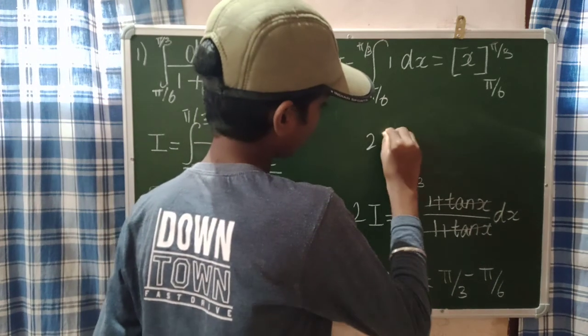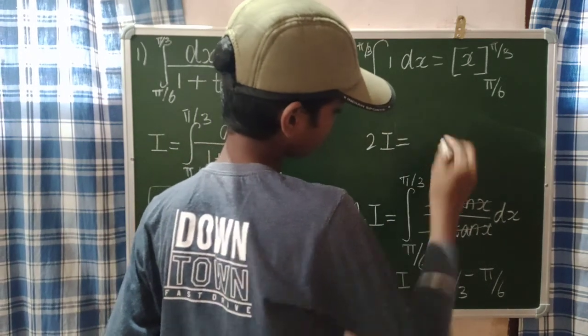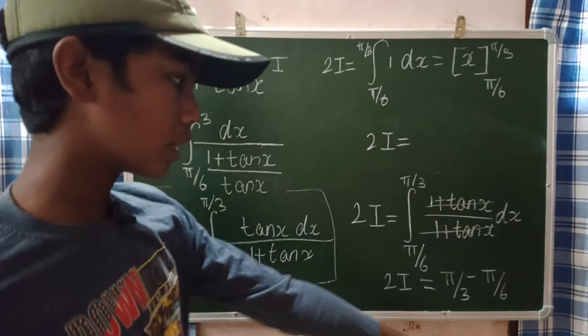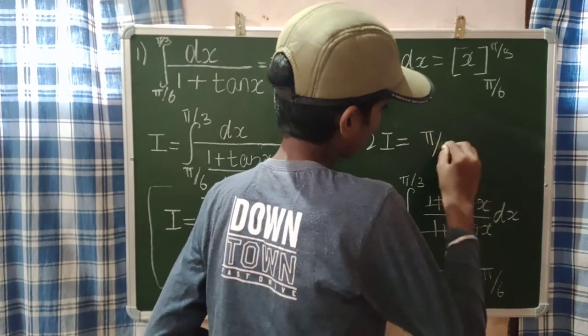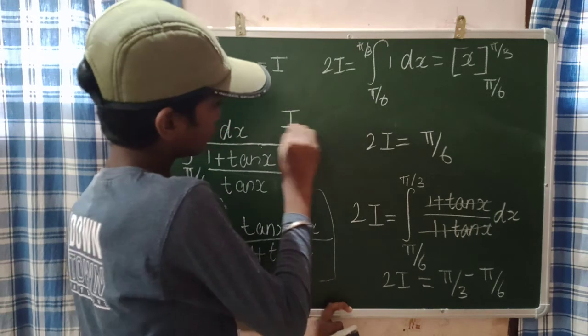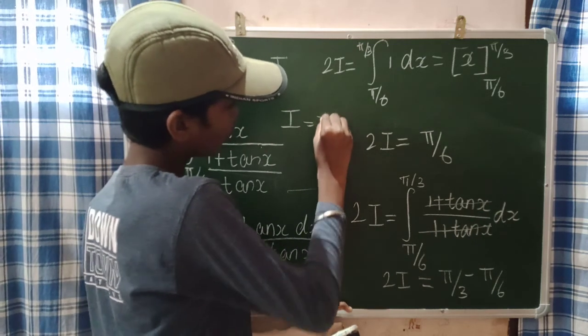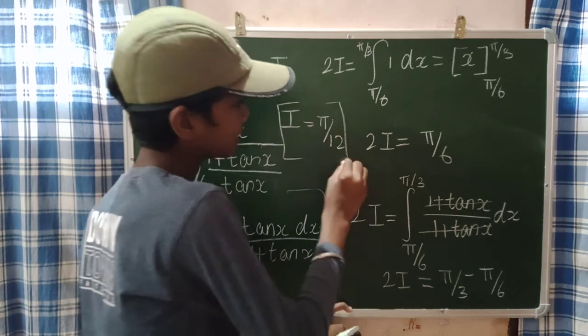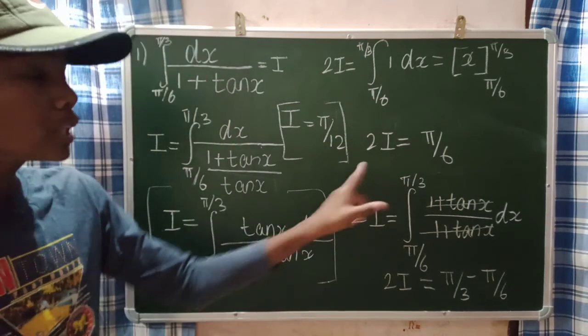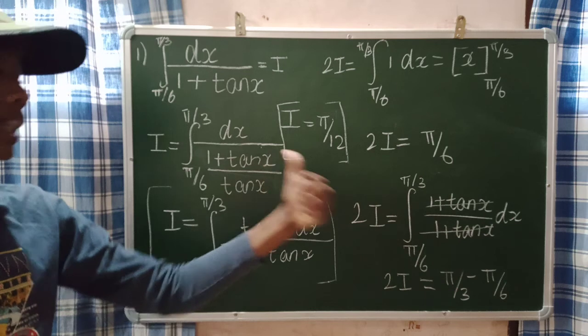2I will be equal to pi by 6, because pi by 3 minus pi by 6 is nothing but 2 pi minus pi by 6, which is pi by 6. So your value of I will be nothing but pi by 12. Because 2I is only equal to pi by 6, don't directly jump to the answer like pi by 6. 2I is only equal to pi by 6, your I will be nothing but pi by 12.